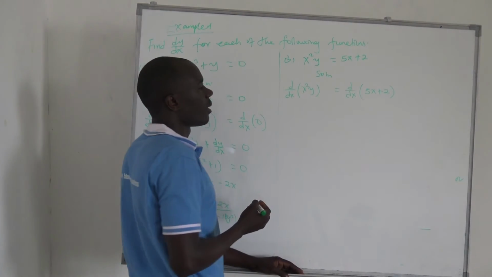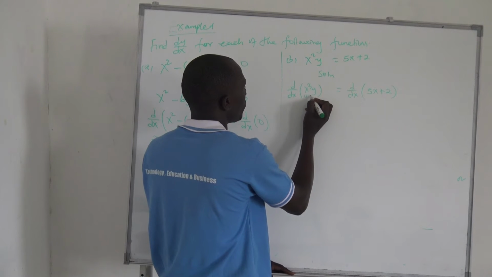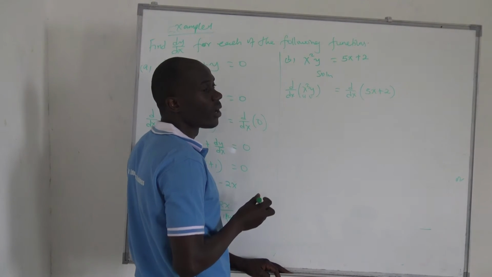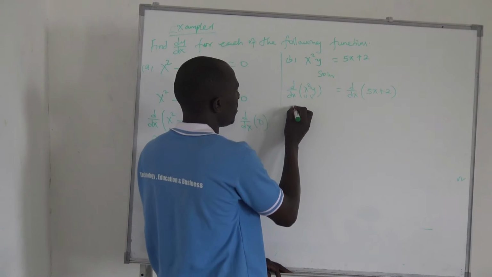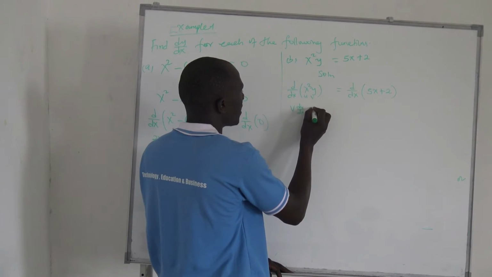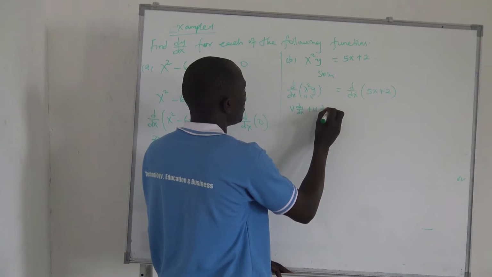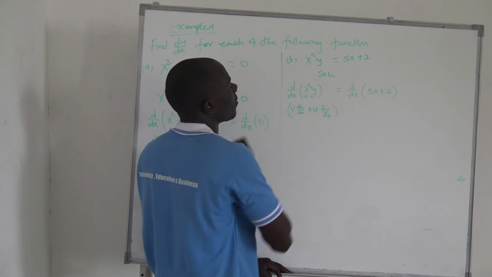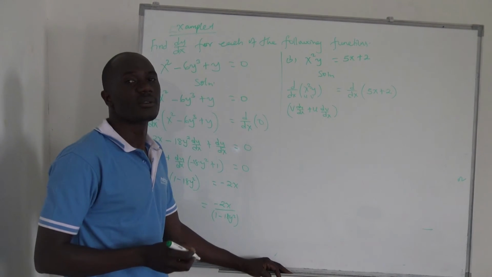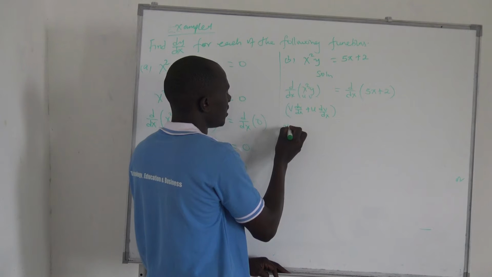So, how do we differentiate this one? You can see this one is a product, uv. So we're going to use our formula: v du/dx, very good, plus u dv/dx. On the left hand side, we're going to use that formula. So what is our v? Our v in this line is y, times.